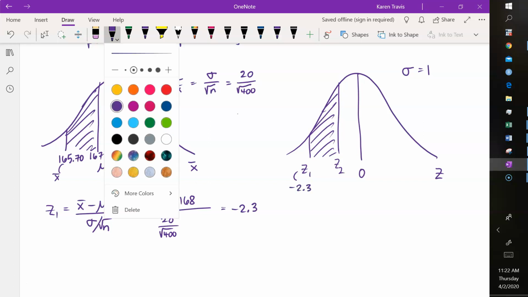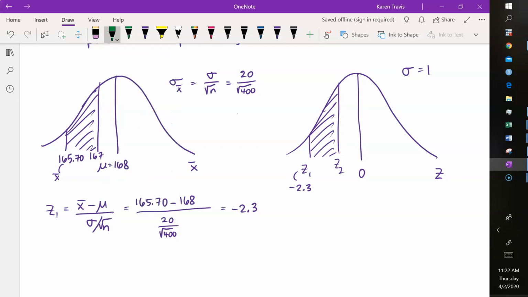Z2 I'll do in a different color. Z2 is going to go with the 167 minutes. So Z2 will be, if the sample had a mean of 167 minutes, the true mean stays the same, the standard deviation and the sample size stay the same, and that's going to turn out to be -1. So now I have two z-scores, and I need to find the area between them.